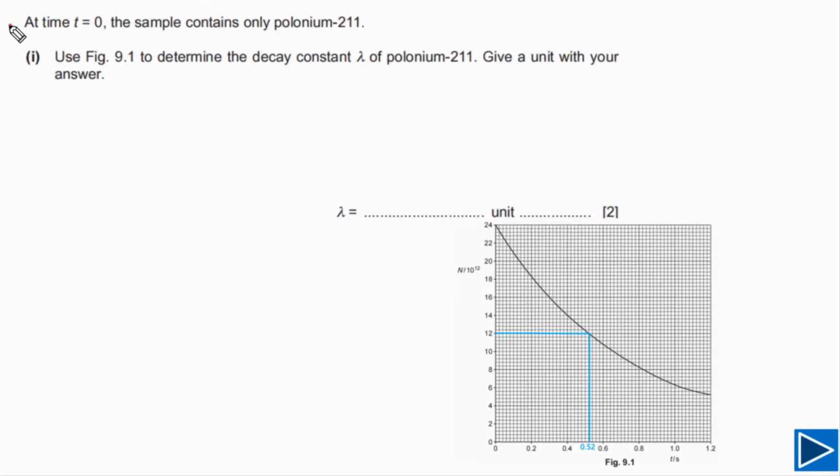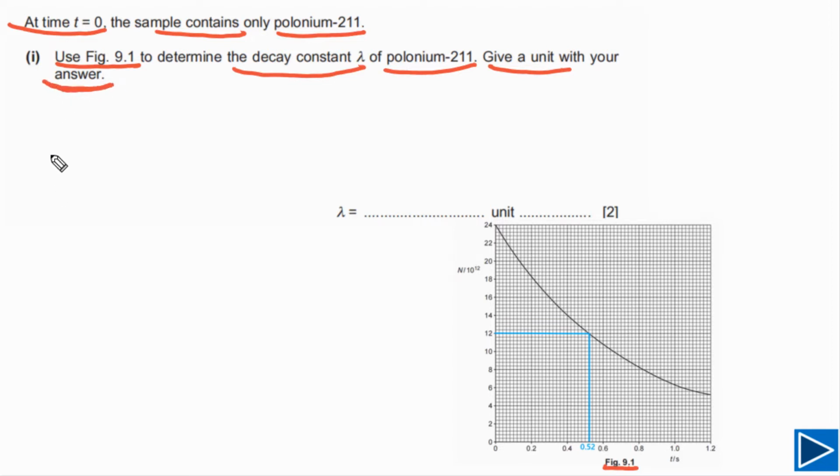For part B1, it is given to us that at time t equal to 0, the sample only contains plutonium-211. For part B1, we need to use figure 9.1, and we need to determine the decay constant lambda of plutonium-211. Give a unit with your answer, meaning we have to write down the unit for the answer as well.